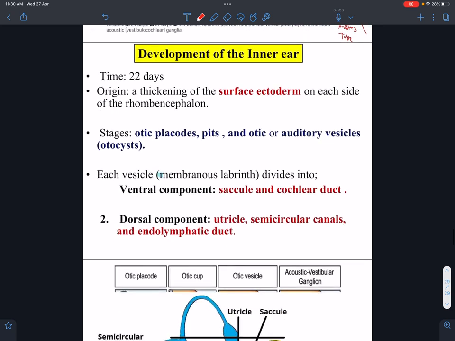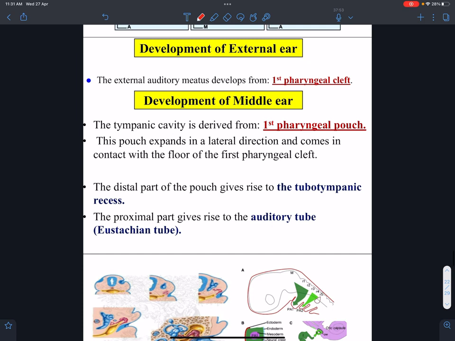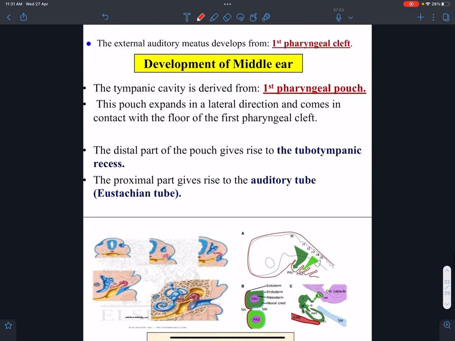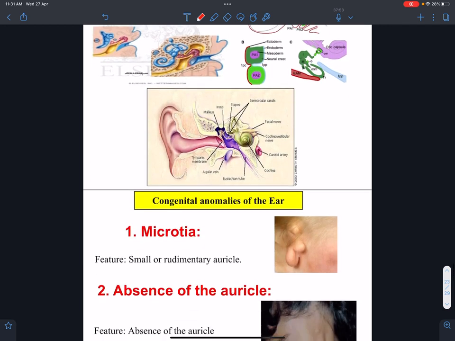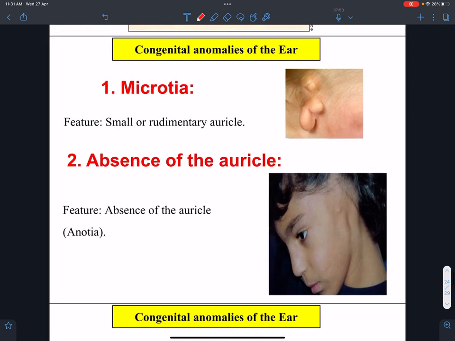Alhamdulillah. And bada bing, bada boom. We finished this. The development of the external ear comes from the first pharyngeal cleft. The development of the middle ear comes from the first pharyngeal pouch. That's the translation of this. Okay. And the distal part as we said and the proximal as we said. Proximal part auditory tube, distal part the tubotympanic recess. Okay? Will become tympanic cavity. We finished the development, Alhamdulillah. Let's move to the anomalies and finish the topic.